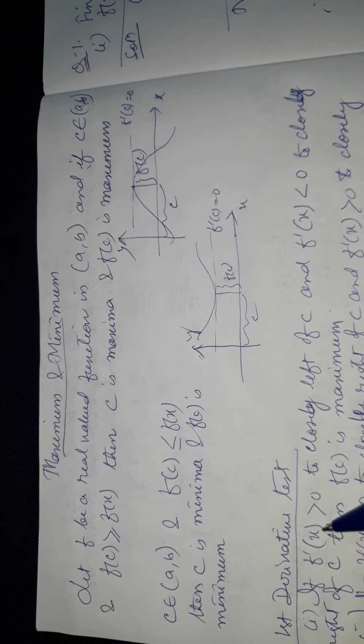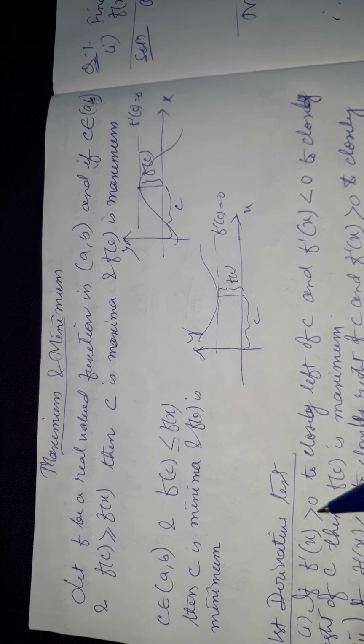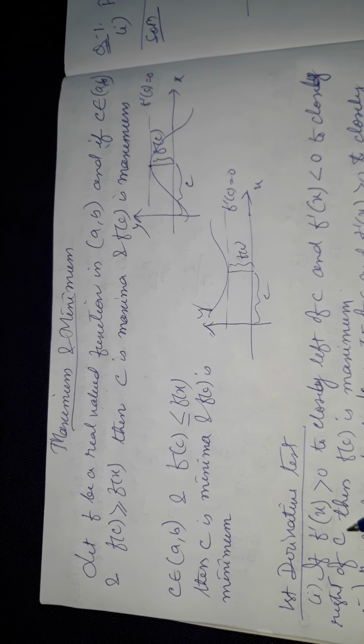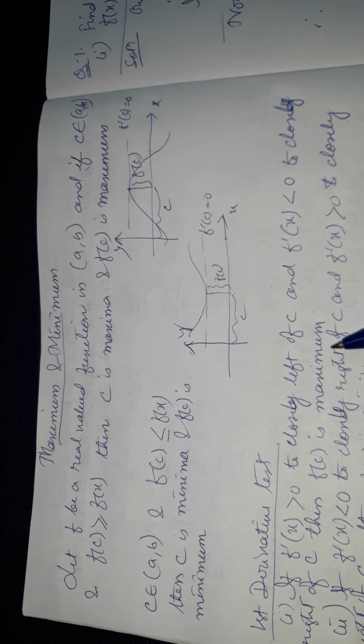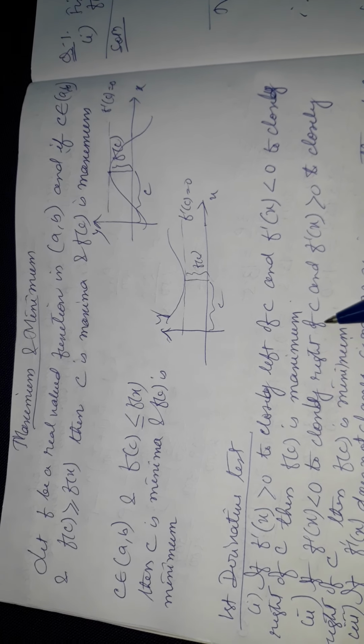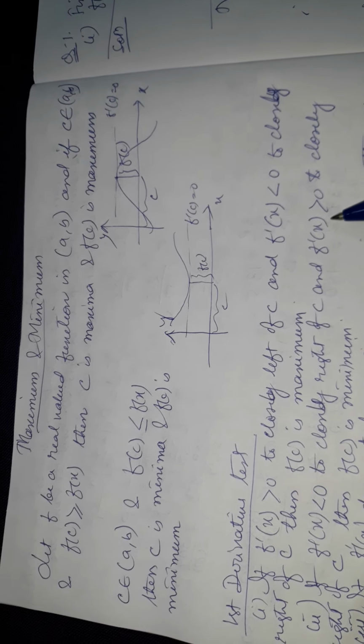Now the first derivative test: how to test whether a function is maximum or minimum. If f'(x) is positive closely to the left of c, that is before c, and f'(x) is less than 0 closely to the right of c, that is f'(x) is negative after c, then f(c) is maximum. The opposite: f'(x) is less than 0 to the left of c and f'(x) is greater than 0 to the right of c, that is before c it is negative, after c it is positive, then f(c) is minimum.